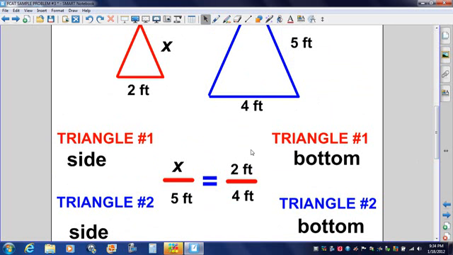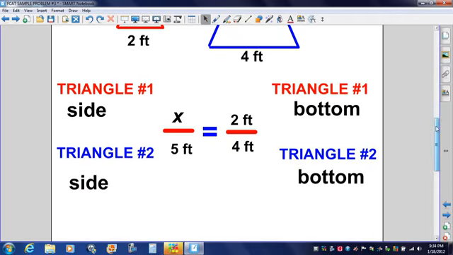Again, lots of different ways to set up the proportion. You don't necessarily have to set it up either of these ways. You pick the way that's easiest for you. Okay, I'm going to go ahead and solve this proportion here. If that's the way you did it, great, solve it on your paper. If not, we should get the same answer.